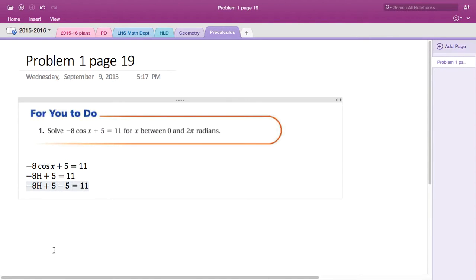Subtract 5 from both sides, right? Now this part will be 0, this part will be 6, and now what do we have to do? We have to divide this guy by negative 8. Oh, it looks ugly. And we have to divide this guy by negative 8.